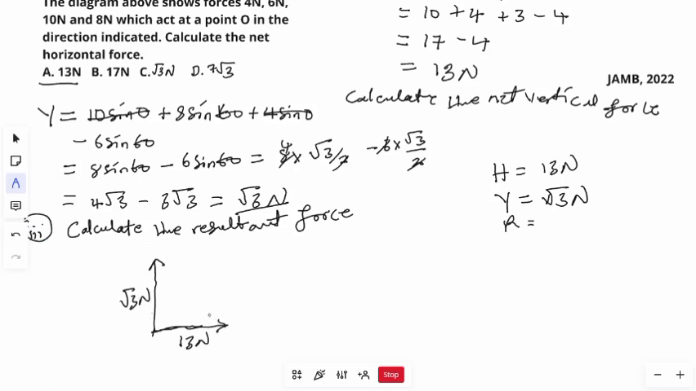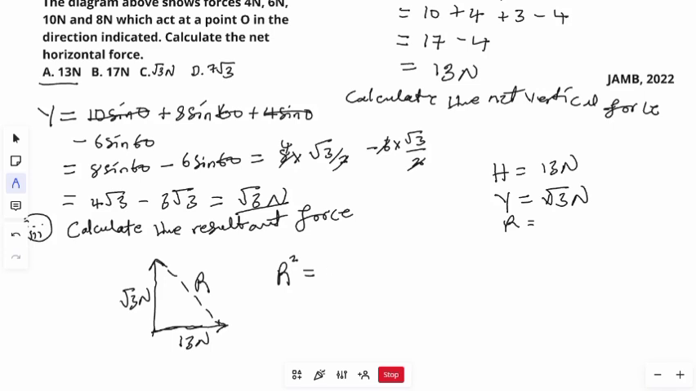The reason why I drew them in this direction is obviously the horizontal one will tilt towards the right because most of the forces act towards the right, and the vertical one will go towards the top because the top has the greater force. So this is it. So the resultant will be the hypotenuse formed by that right angle triangle. Here will be the resultant. So this is a right angle triangle, so you're going to use Pythagoras theorem to determine R, which is the resultant.